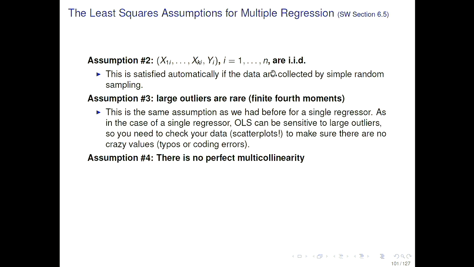Assumption 2, the IID assumption. This is automatically satisfied if data are collected by simple random sampling. So usually when we have cross-sectional data, we don't need to worry about the second assumption.